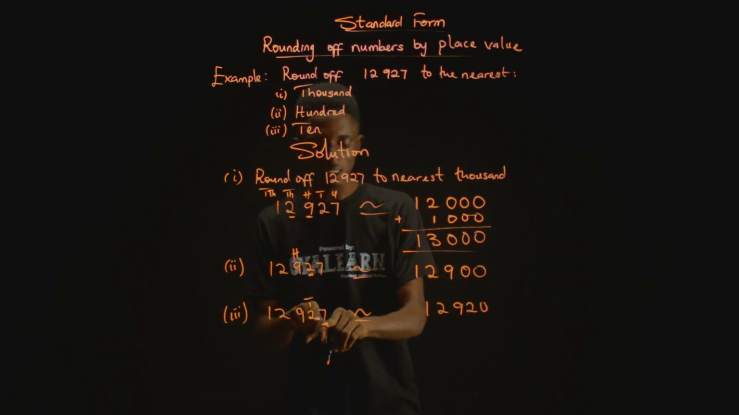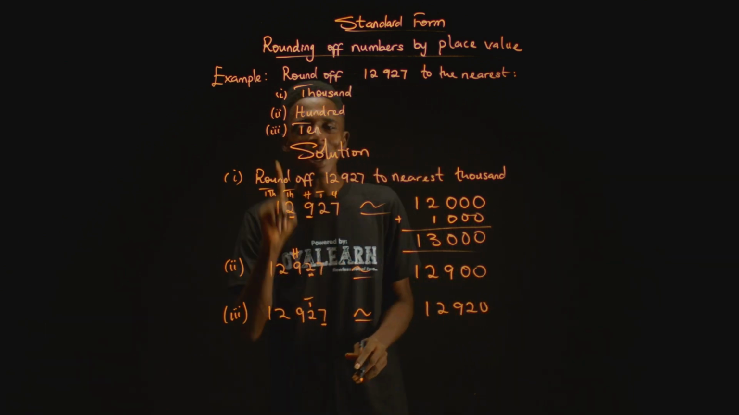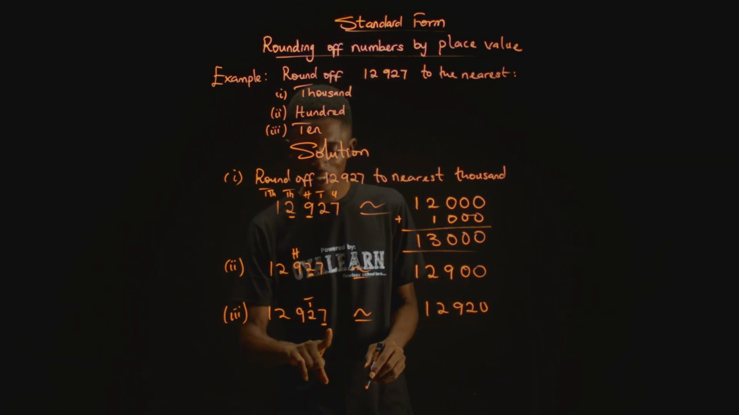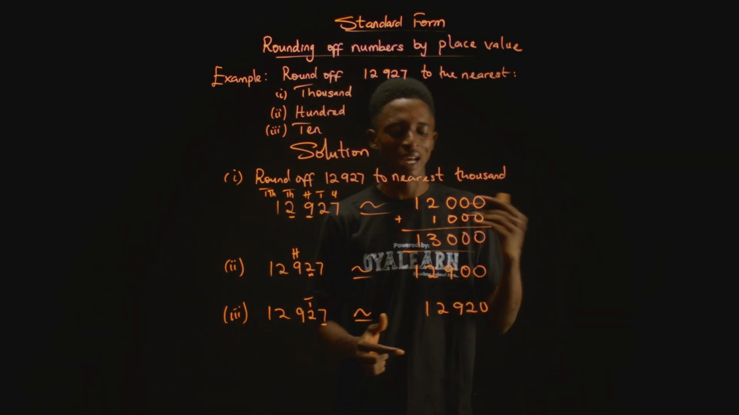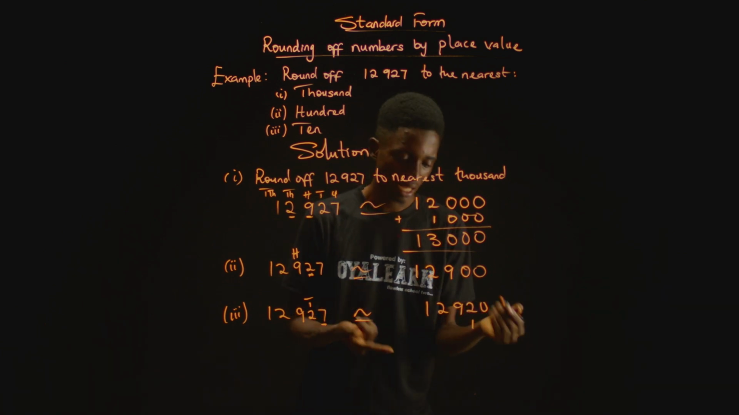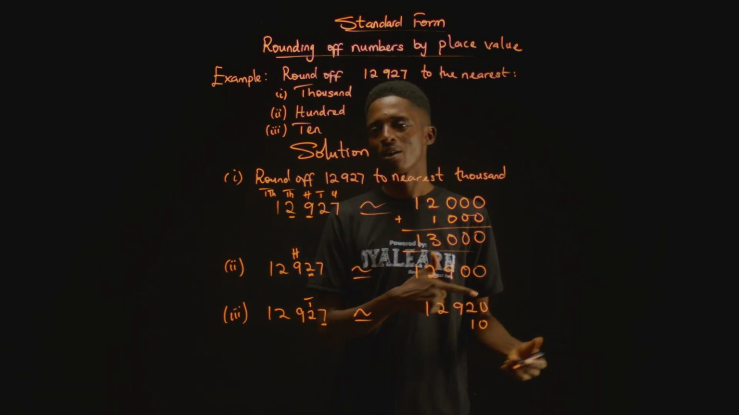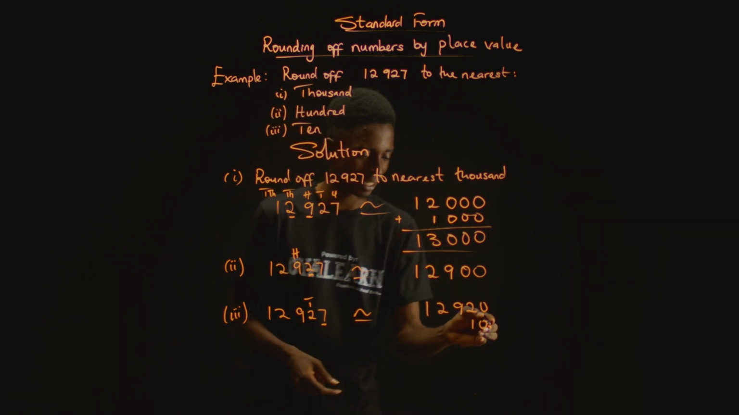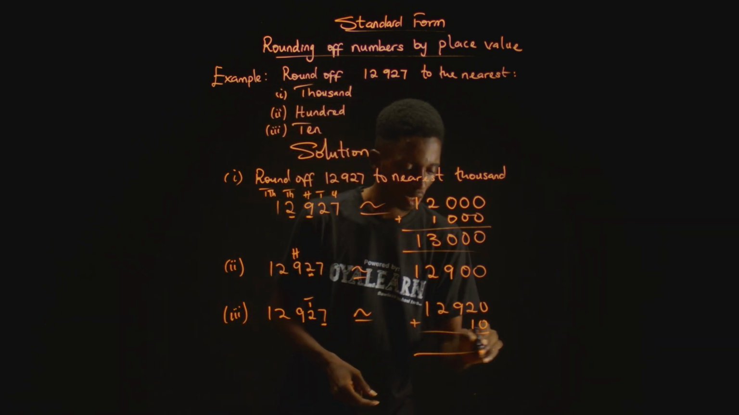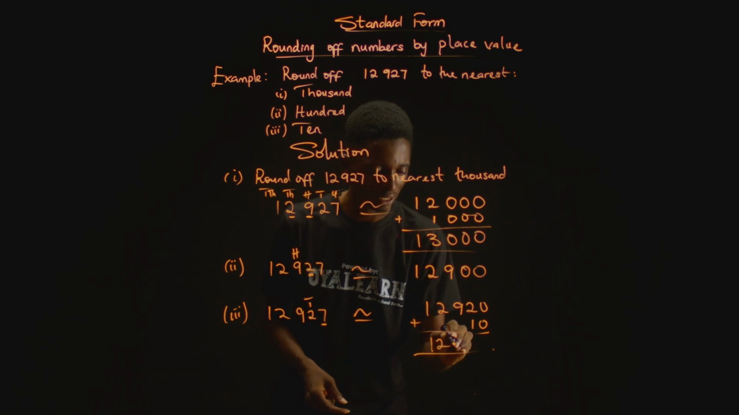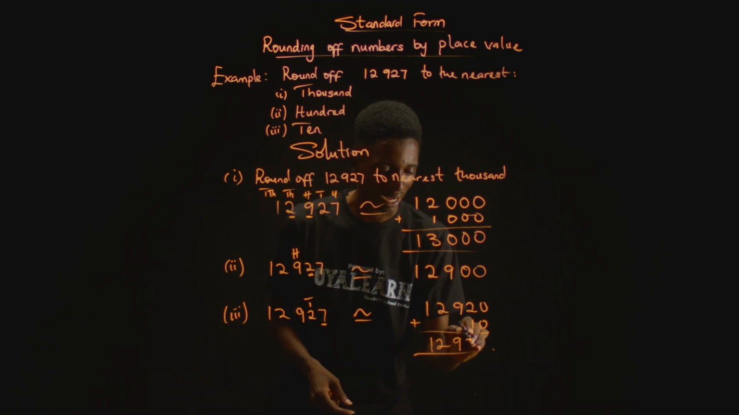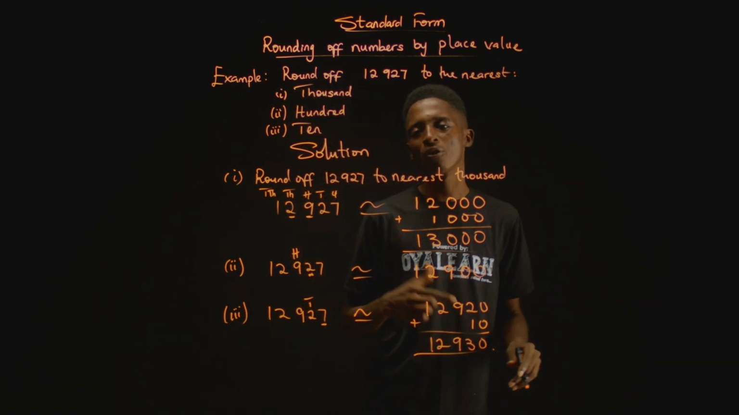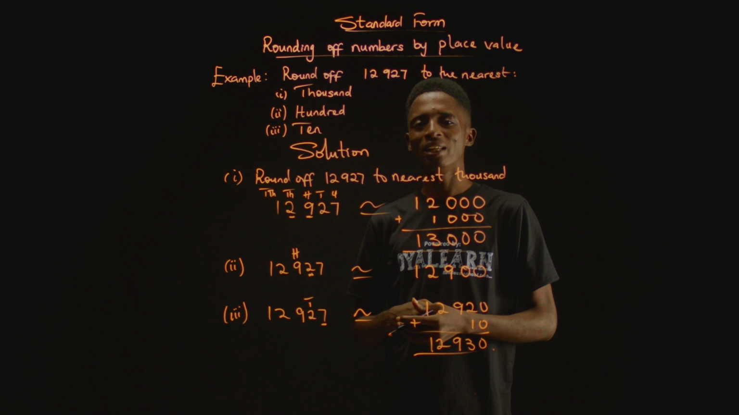12,920. Remember, this becomes 0 first, and then you add 1 to the place value you are rounding to, because this number lies between 5 and 9. So we are going to add 1 here. And of course, that becomes 1, 0, because we are rounding off to the nearest 10. That's why you see we are adding 10 here. And when we add this, what we are going to get is 12,930. And this is how we round off a number based on its place value.